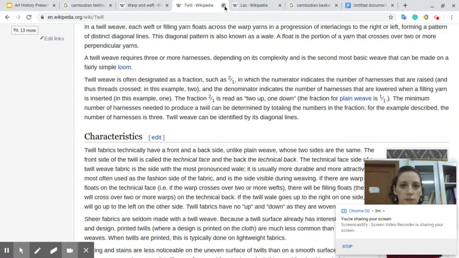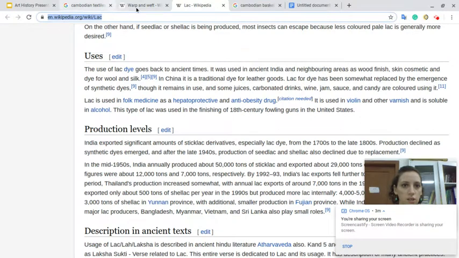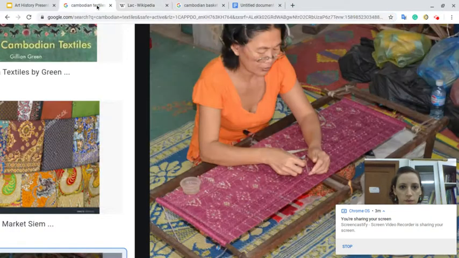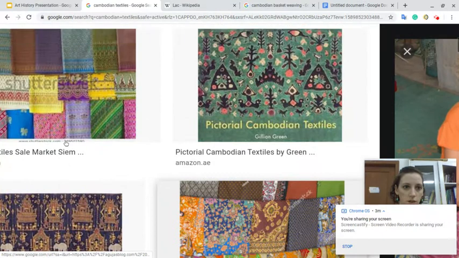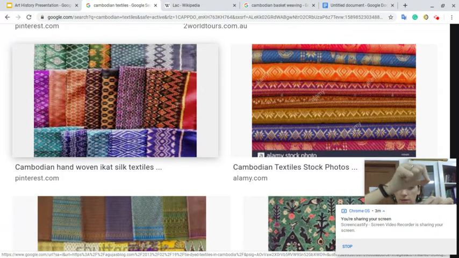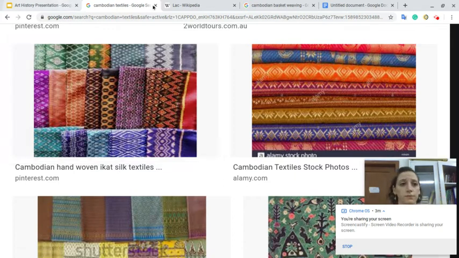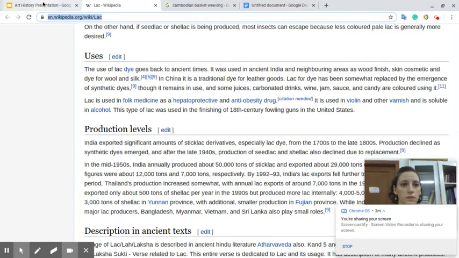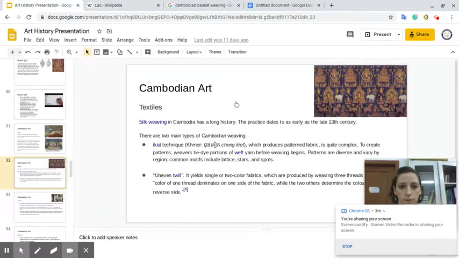So let me close these out real quick. So they're talking about how, like, on one side of this fabric, there's this beautiful color, but on the back side, you can see all of the fabric pieces go together, and it's not so beautiful. But on the front side, it's very beautiful. So that is talking about silk weaving.